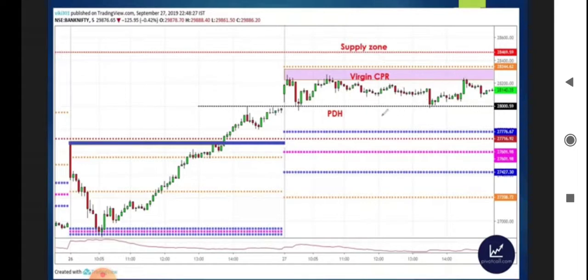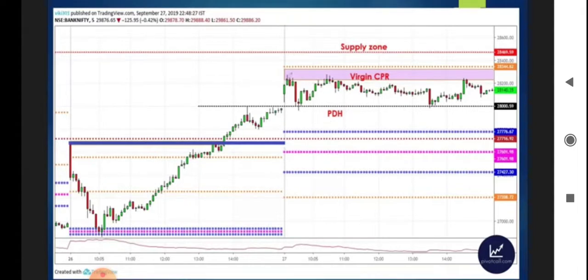So best place to go long is this, near the support. Best place to go short may be here near the virgin CPR, not here. That is why important is location. Going long near the support can give you good risk reward trade, and going short near the resistance, not the other way around. Okay, so that is what I just wanted to show, how novice traders get trapped by taking trades at the wrong location.